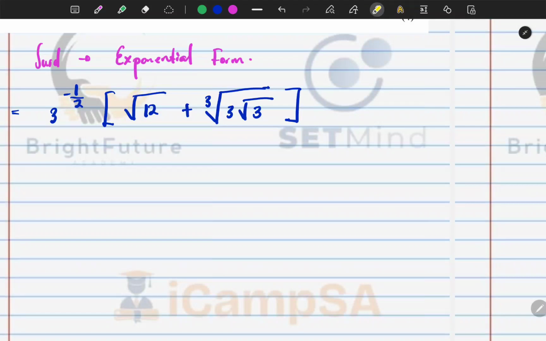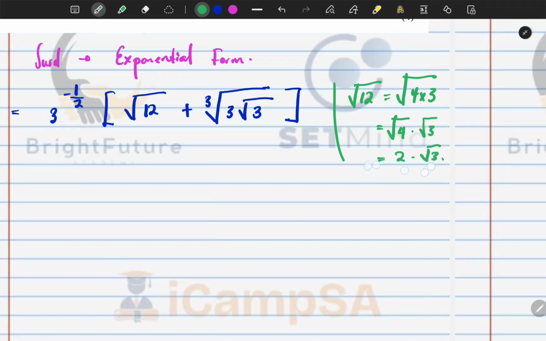Root 12 can also be written as, let's come this side, root 12 is the same thing as root of 4 times 3. It means you have a root of 4 times a root of 3, and this is going to be 2 root 3. Then we are also going to try and simplify this.